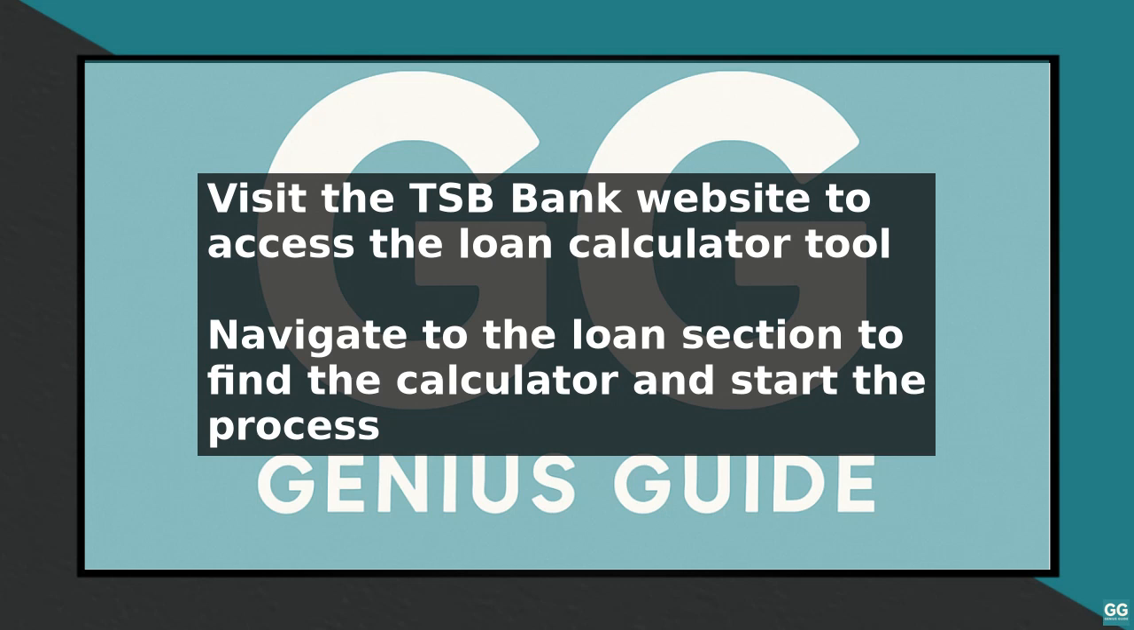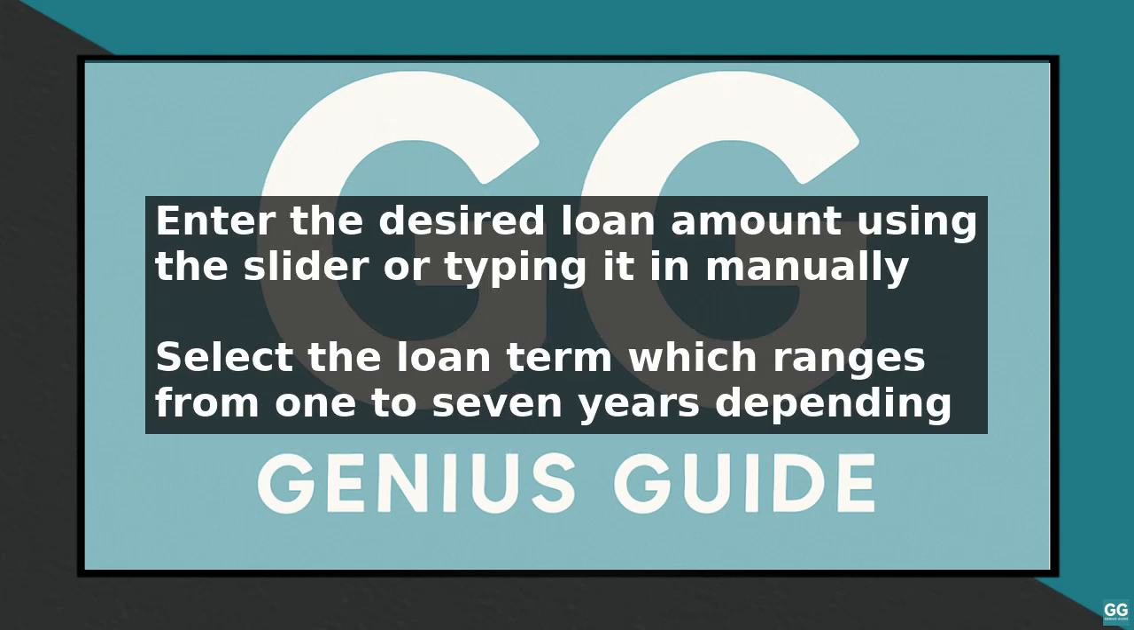First, you will need to enter the amount you wish to borrow. This can be done by typing in the loan amount or by using the slider to select the desired amount. The loan calculator will then ask for the loan term, which is the length of time you have to repay the loan. This can range from 1 to 7 years, depending on the type of loan you are applying for.